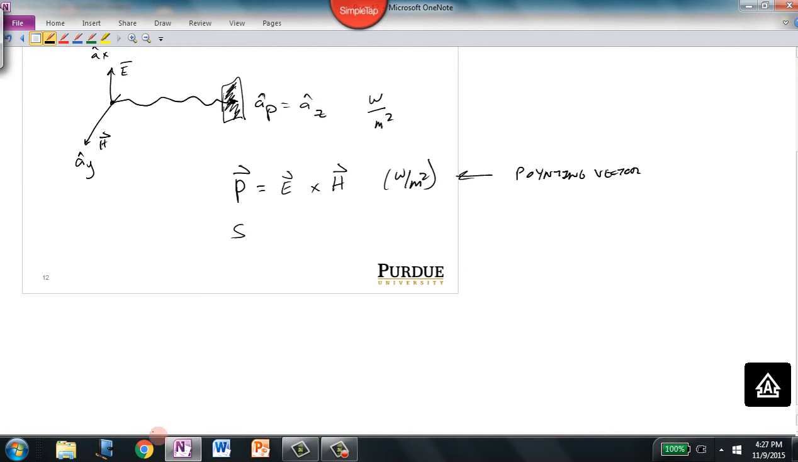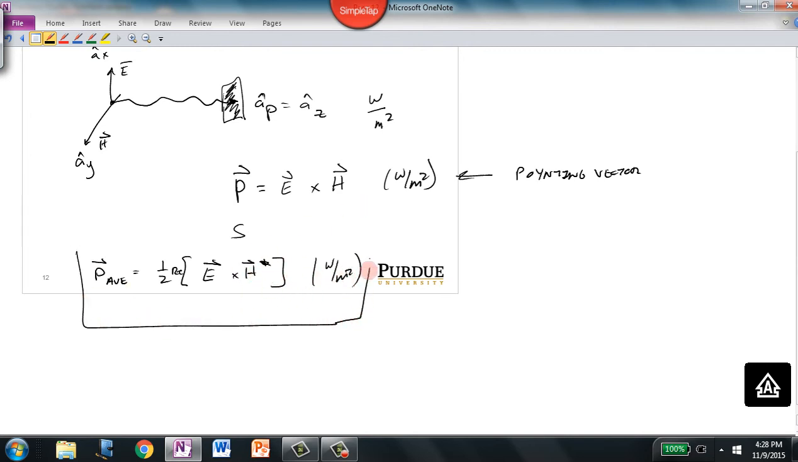And so the time averaged power density a lot of times is P average, and that's equal to 1/2 the real portion of the cross product of E and the complex conjugate of H. It's still measured in watts per meter squared. It's just the value averaged over the cycle. So most often you'll be using this when doing your Poynting vector calculations.